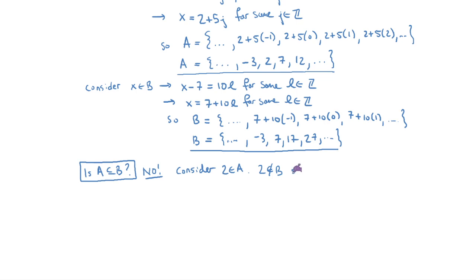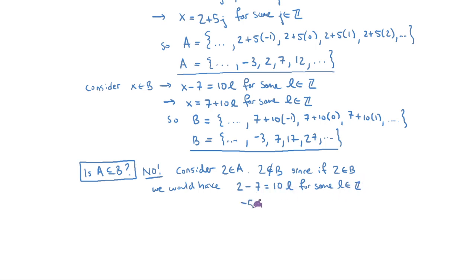So since, if 2 was an element of B, what would that mean? We would have, remember, elements of B satisfy this equation here, right? So we would have to have that 2 minus 7 is equal to 10L for some integer L.